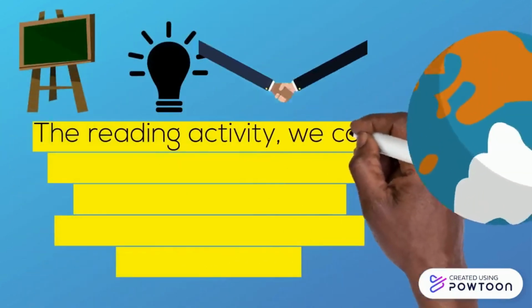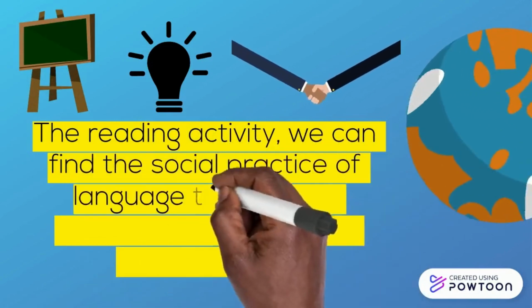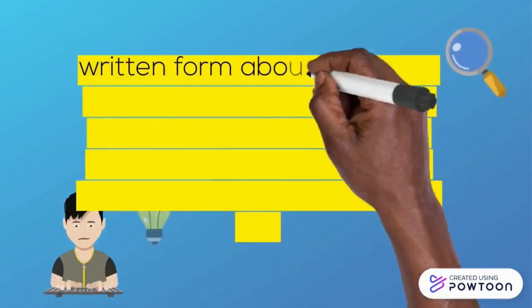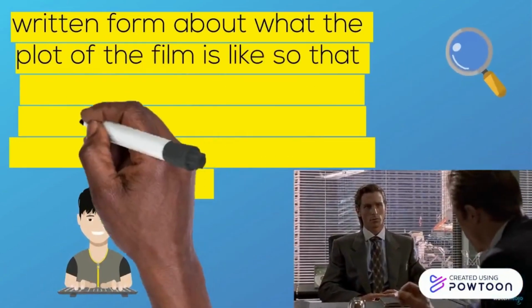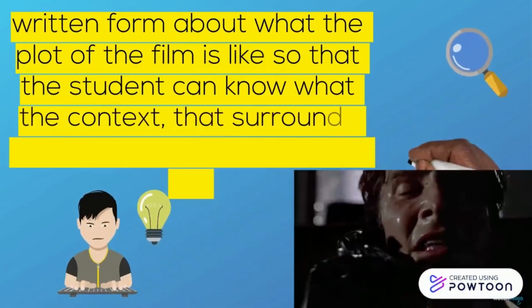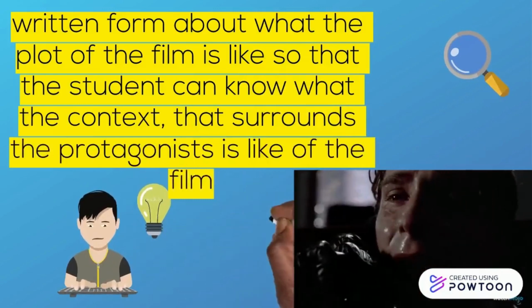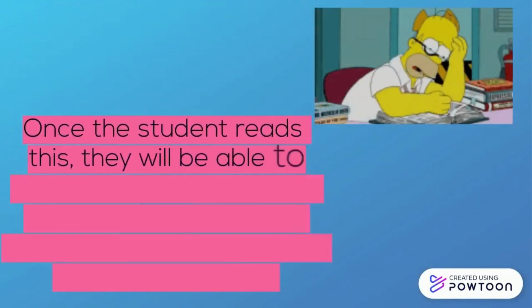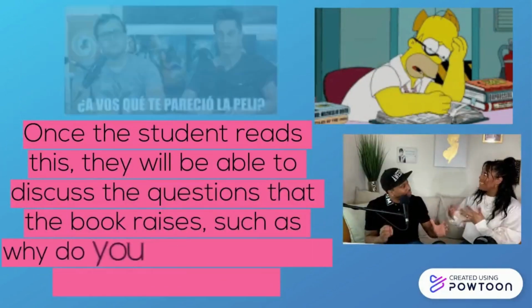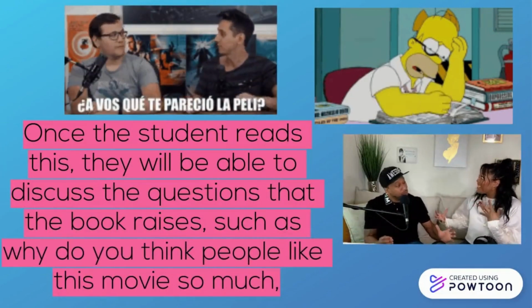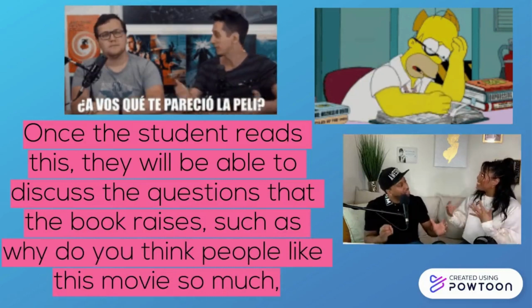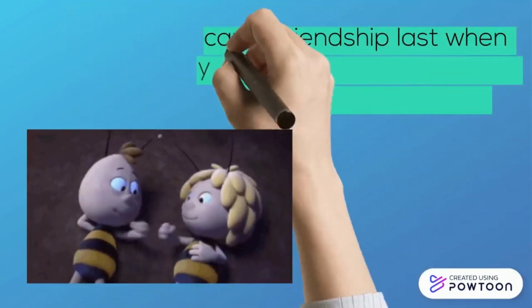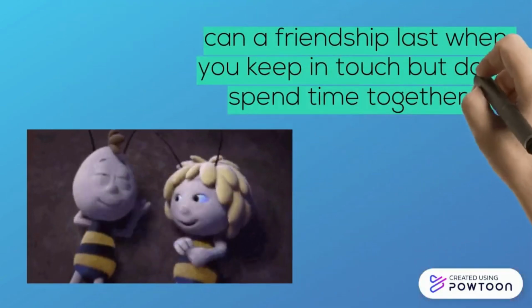In the second part, the reading activity, we can find the social practice of language of the information that is being communicated in writing form about what the plot of the film is like, so that the student can know the context around the protagonist of the film and the interaction that occurred within the film. When the student reads this, they will be able to discuss the questions that the book raises, such as why do you think people like this movie so much, or how long can friendship last when you keep in touch but don't spend time together.